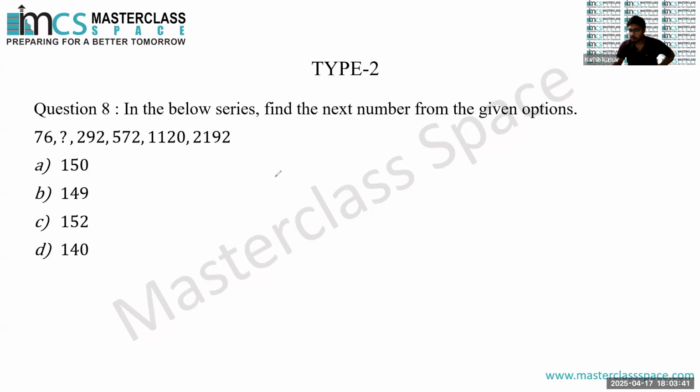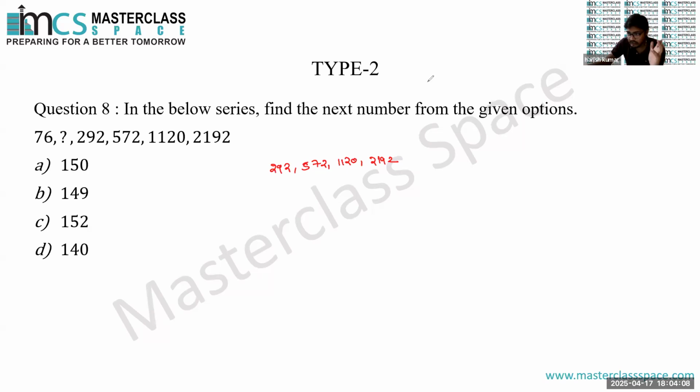So here I have to find the logic using the numbers 292, 572, 1120, 2192. As soon as I look at these numbers, one thing is clear: 572 is near to the multiple of 292, because 290 into 2 is 580. So 570 is near to the multiple of this one.